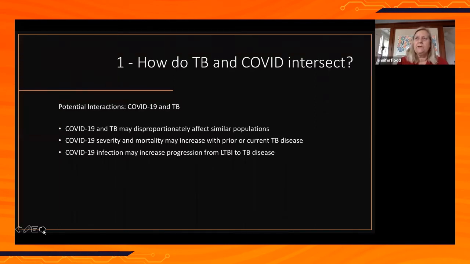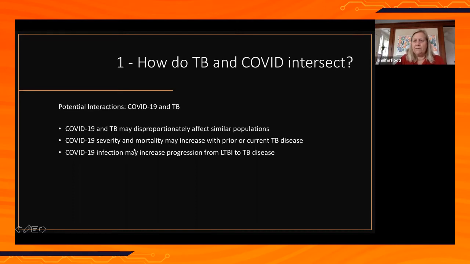So we wanted to look at the interaction of TB and COVID in California. We wanted to explore the potential interactions that I've just mentioned. How do COVID-19 and TB affect similar populations? So we know that TB often affects the most vulnerable and those with comorbid conditions like diabetes, immunocompromised. We also know that COVID-19 does the same thing. And both have a higher impact on the elderly. So we want to explore this intersection in terms of populations.